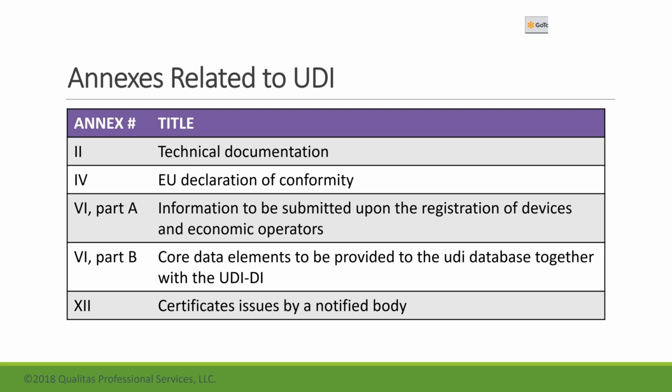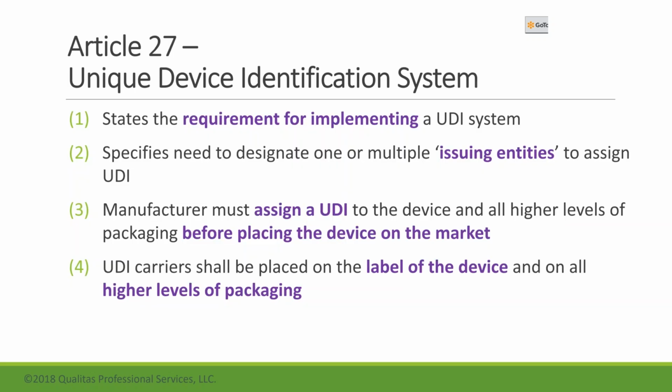So let's look at Article 27. This states the requirement. It says basically that, okay, you have to implement a UDI system. This sets out the legal requirements, the regulation saying that this is required. It specifies the need to designate one or multiple issuing entities, very similar to the FDA, where we have issuing agencies. And the MDR does as well, they are using GS1, HIBC, and ICCBBA as well, so parallel with the US.